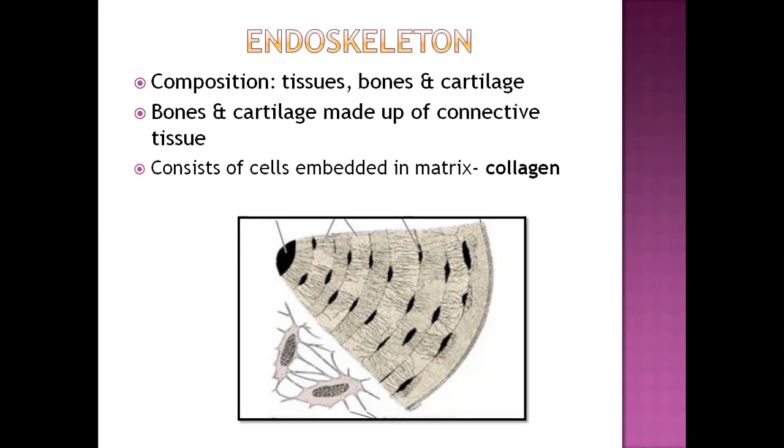कनेक्टिव टिश्यूज। They consist of cells which are embedded in the matrix, and the cells are called collagen. Collagen is a protein which is embedded in the matrix of the bones and the cartilage. Now we can see in that diagram here are some pieces which are cartilage cells.